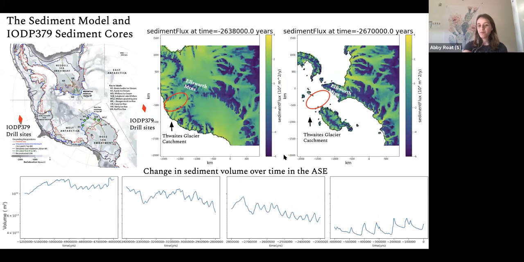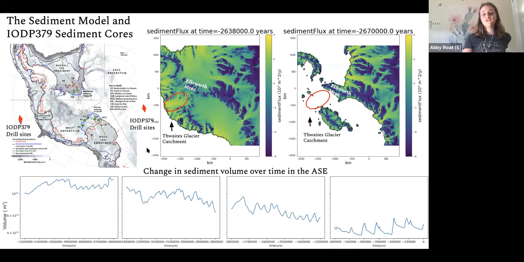So one of the things that changing to 20 kilometer resolution might have an impact on is the extent and size of sediment catchments in West Antarctica. Here I've included a map again of the IODP drill sites, and where those would probably be in relation to my maps.